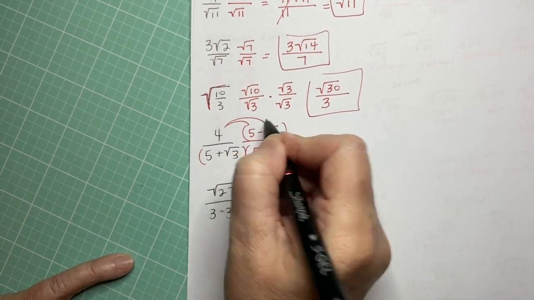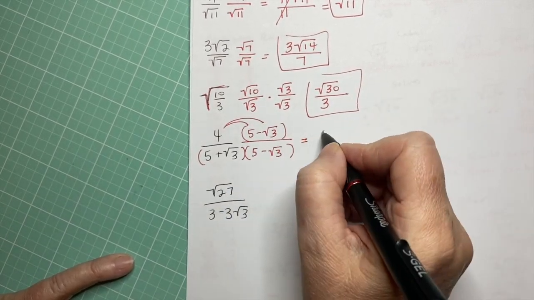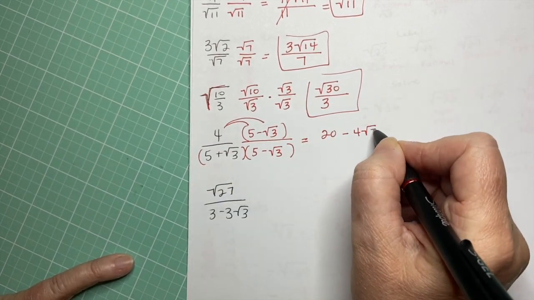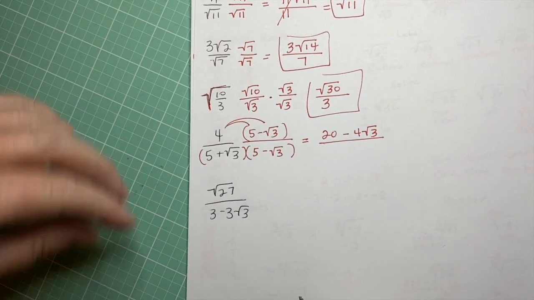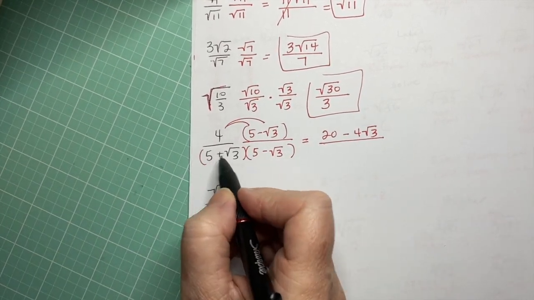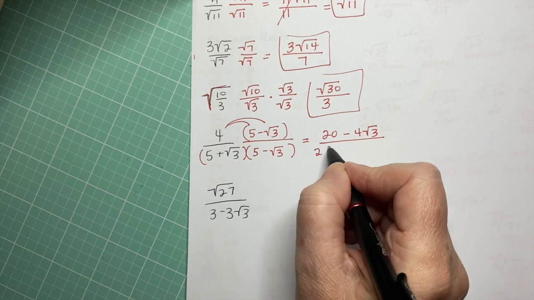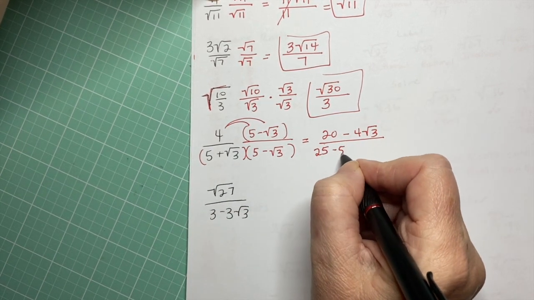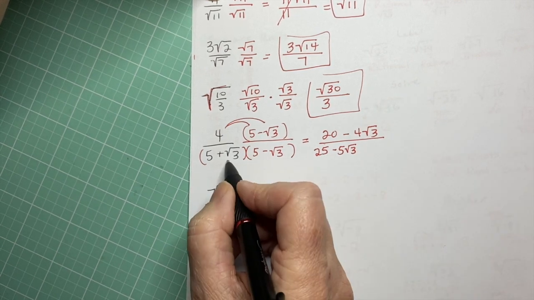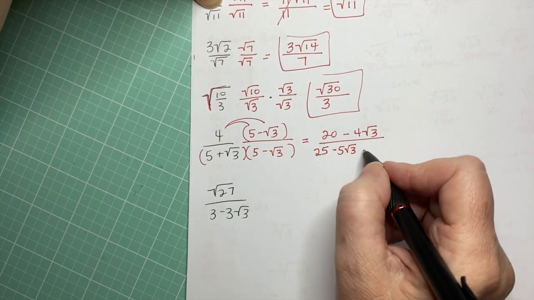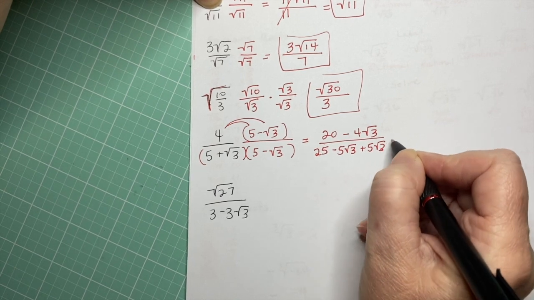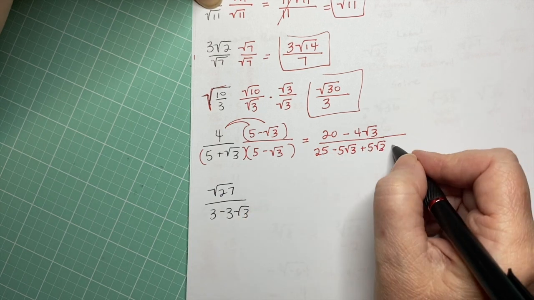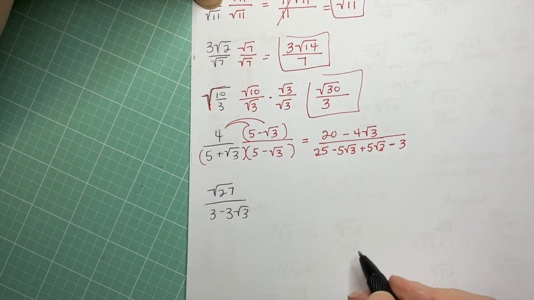So on the top here, you're just distributing and saying 4 times 5 is 20, minus 4 times the square root of 3 is 4 square roots of 3. And then on the bottom, you're foiling. So you're saying 5 times 5 is 25. 5 times a negative square root of 3 is negative 5 square root of 3. Inside, the square root of 3 times a regular 5 is a positive 5 square root of 3. And in the end, a square root of 3 times a square root of 3 is just a regular 3.